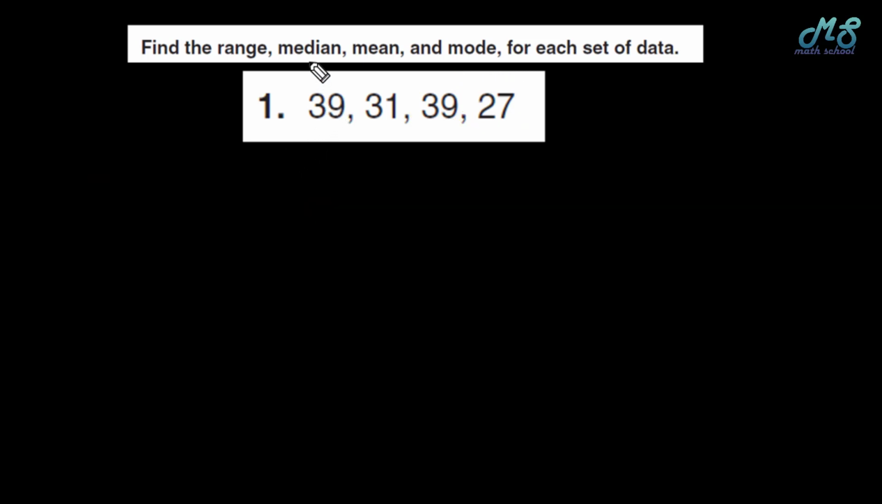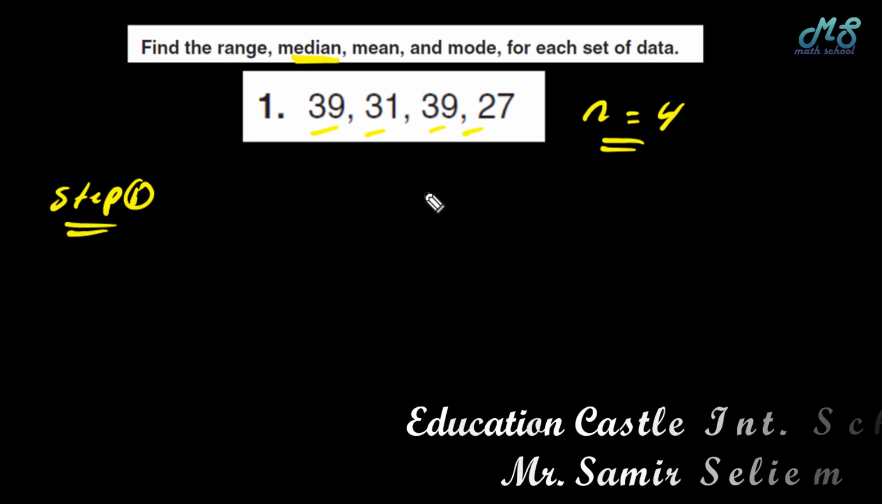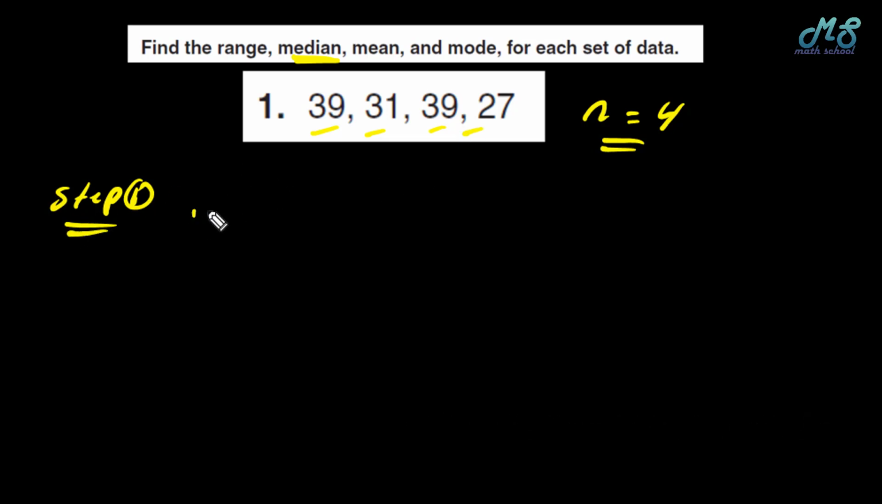Next, how can we find the median? First, guys, ask yourself, how many values we have? 1, 2, 3, 4. So n equals 4, such that n is the number of values. To find the median, guys, we have two steps. Step 1, we will order all values from least to greatest. So we can write 27, 31, 39, 39.